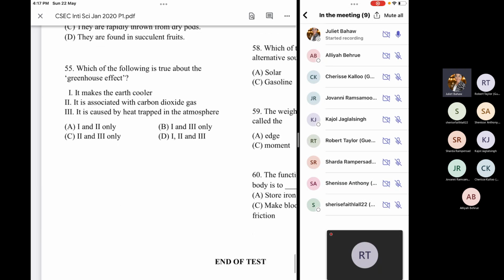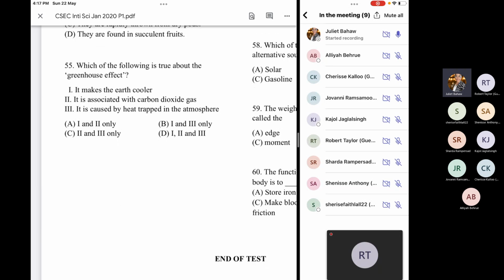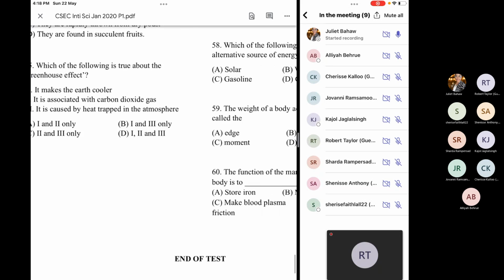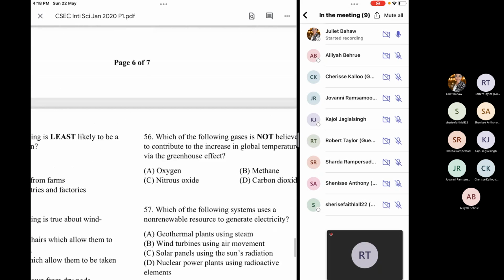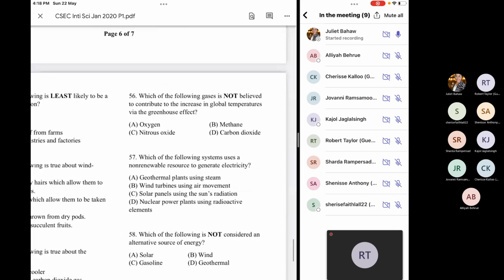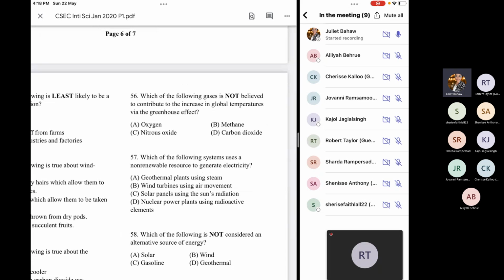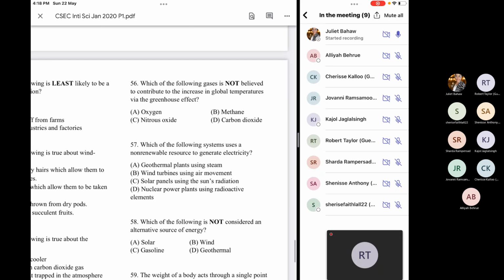55. Which of the following is true about the greenhouse effect? So it is associated with carbon dioxide gas. It is caused by heat trapped in the atmosphere. So 2 and 3, C. 56. Which of the following gases is not believed to contribute to the increase in global temperature via the greenhouse effect? That will be oxygen. A. That is not a greenhouse gas.